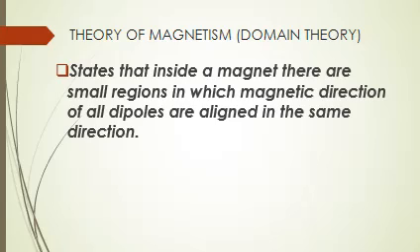As I've already said in previous slides, inside the magnet there are small regions known as domains. These domains are aligned in the same direction if the material is magnetized. For unmagnetized material, these small regions point in different directions. This is what the theory of magnetism states.